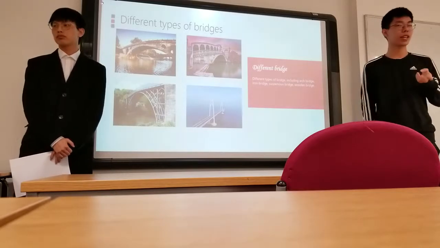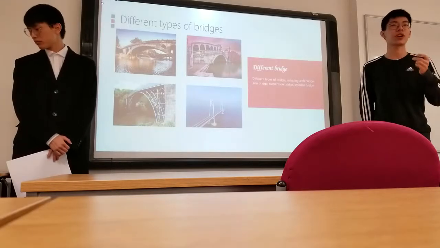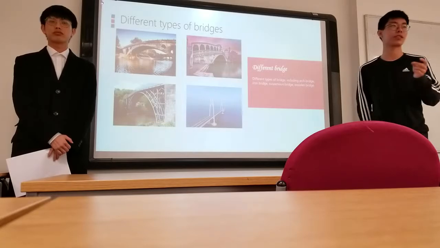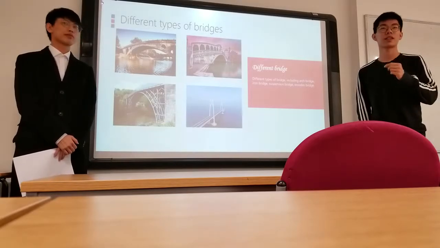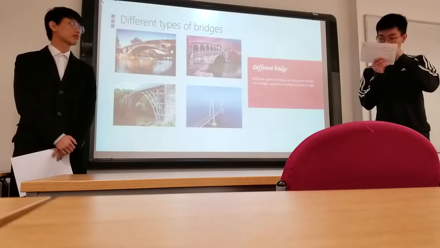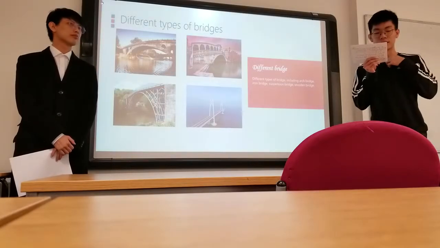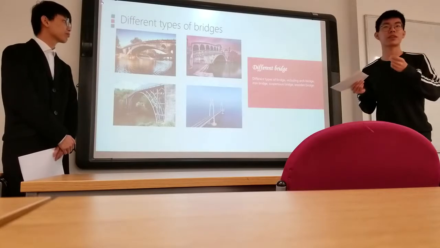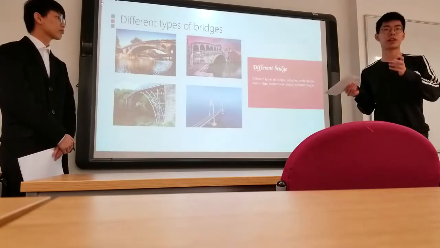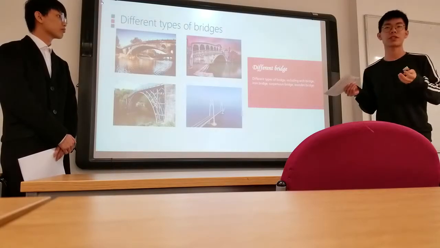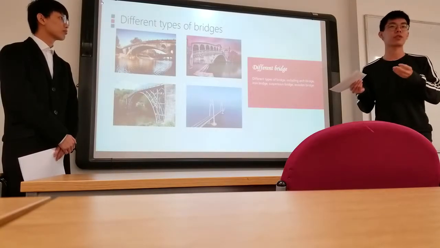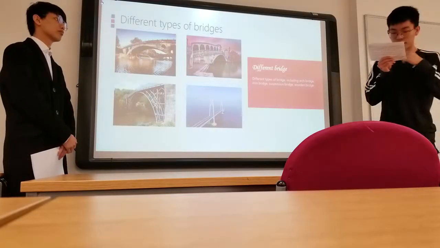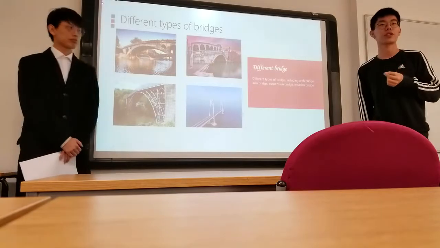And then in 1779, the Iron Bridge was completed in the UK, and it was an engineering miracle at the time because it was the first iron bridge in the world. Since then, the development of bridges has become more and more mature, and various types have appeared, such as beam bridges, truss bridges, suspension bridges, arch bridges, and so on. I want to focus on suspension bridges and beam bridges.